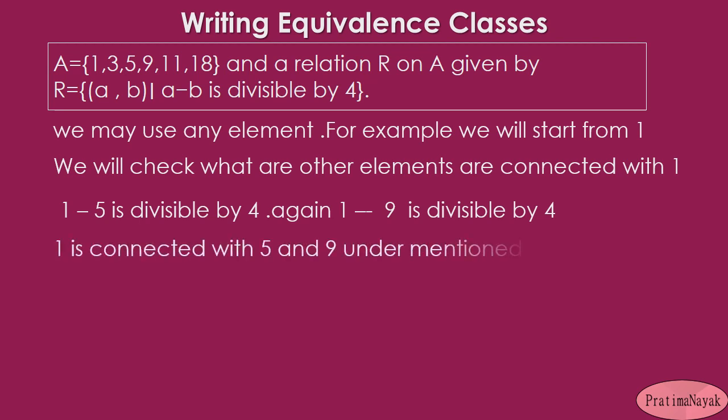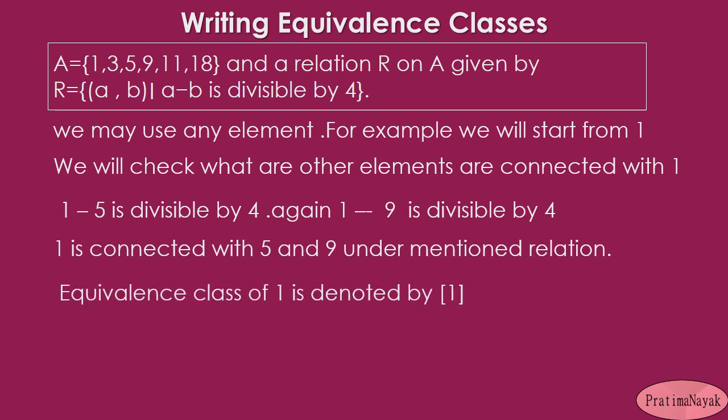That means we have to think of the number which, subtracted from 1, is divisible by 4. So 1 minus 5 is divisible by 4. Again, 1 minus 9 is also divisible by 4. So 1 is connected with 5 and 9 under the mentioned relation. The equivalence class of 1 is denoted by square bracket 1, and it is the set {1, 5, 9}.